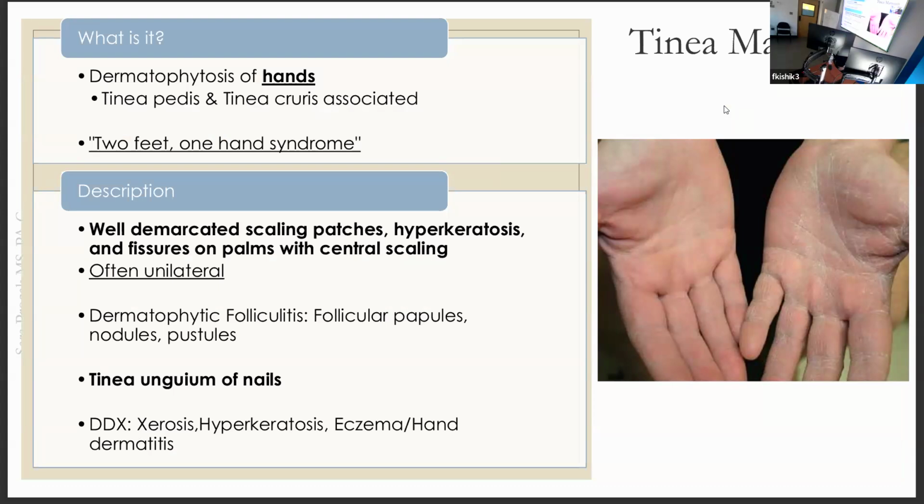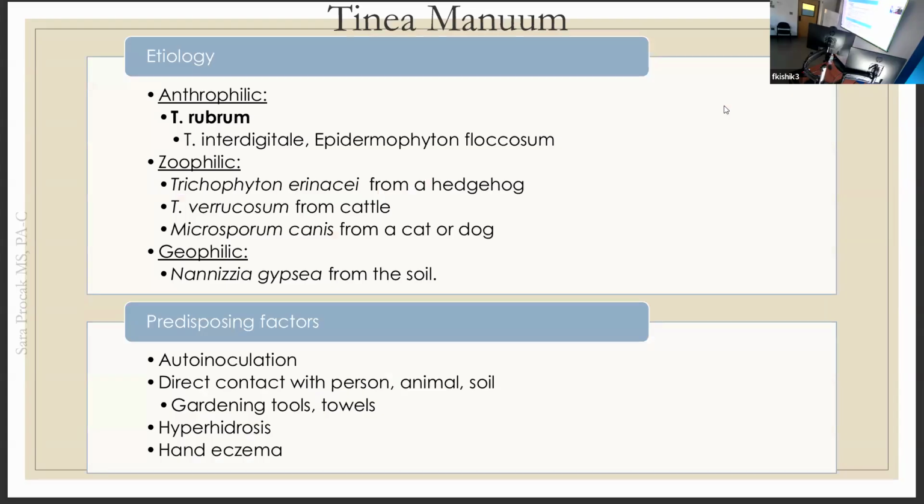Other things to look for if it's affecting the nails. T. rubrum, again, is going to be the most common etiology, but there are certainly others. When it's spread through geophilic spread, it's oftentimes because people are using gardening tools that have the fungus on them and they end up picking it up as they're gardening. Or if they're not washing their gardening gloves, they can also get it through that route, or just not using gloves at all and they're just in soil. So sometimes you see that every now and then.